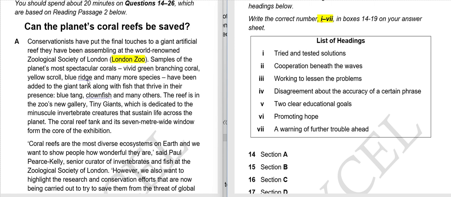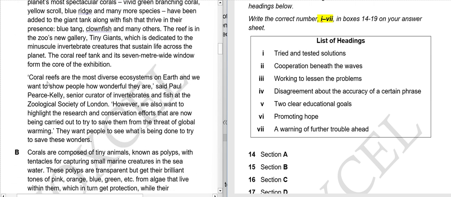We are not saying that everything will be a bed of roses in the future, so they are not promoting optimism. Warning for the trouble ahead, nothing about that. So we'll read the next paragraph.